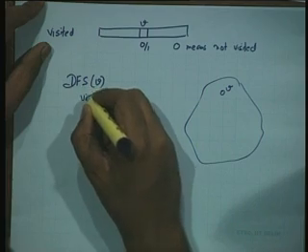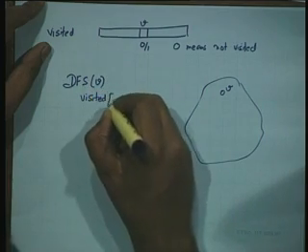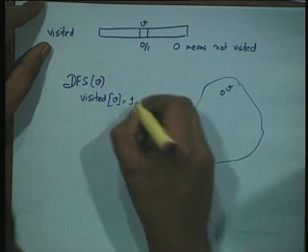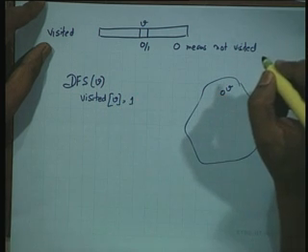So, first I should mark this vertex as visited. Clearly, let us say this is the very first thing I do. Visited V equals 1.